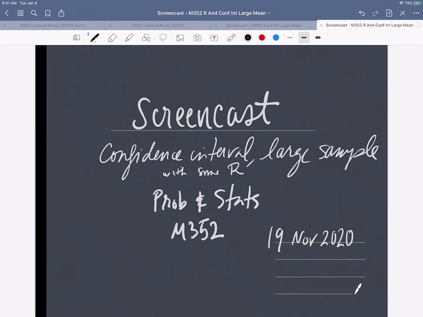Hey there, another stats screencast. This one I'm calling confidence interval, large sample with some R.